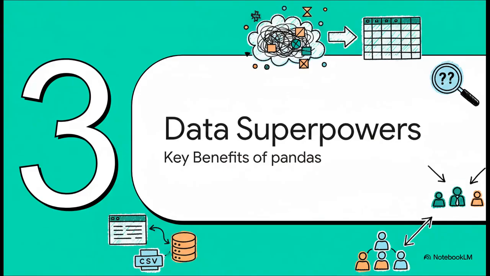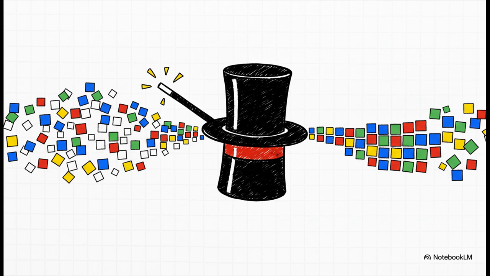All right, so we've got our toolbox and we've got our main tool. Now it's time for the fun part. Let's unlock some of its data superpowers. And I'm not just talking about features here. These are straight-up game changers that will completely transform the way you handle data. First up, superpower number 1, the vanishing act.